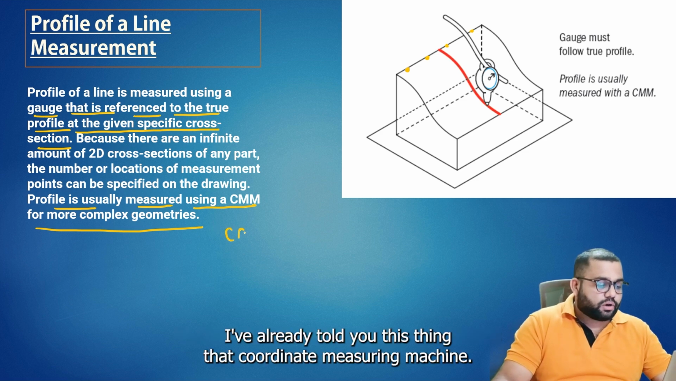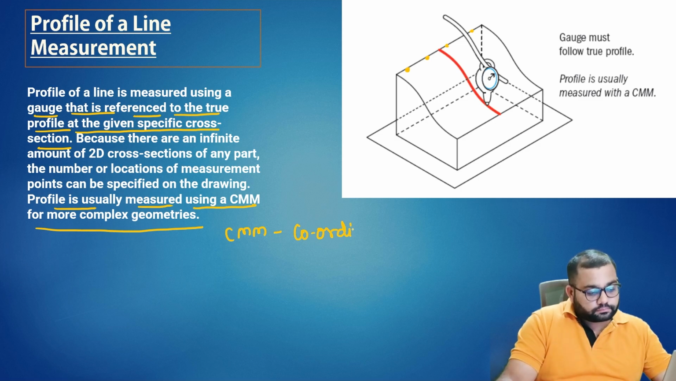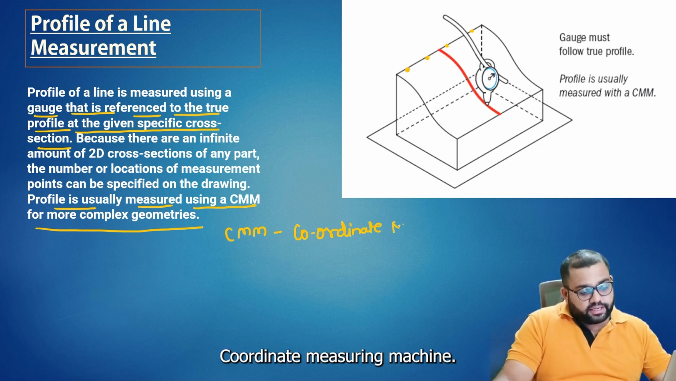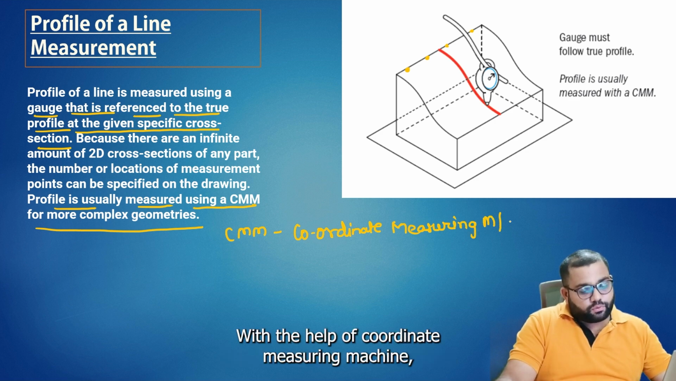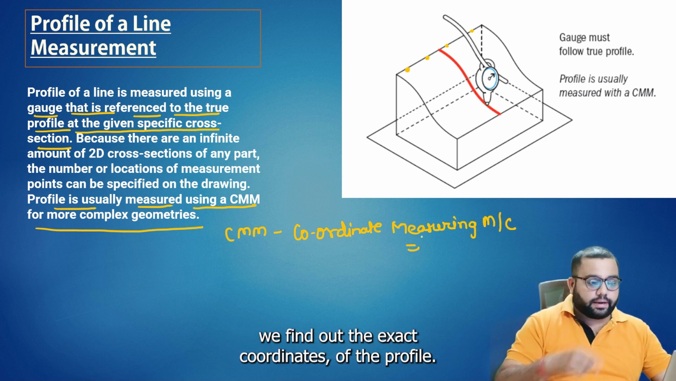What is a CMM? I have already told you, it is a coordinate measuring machine. With the help of a coordinate measuring machine, we find out the exact coordinates of the profile.